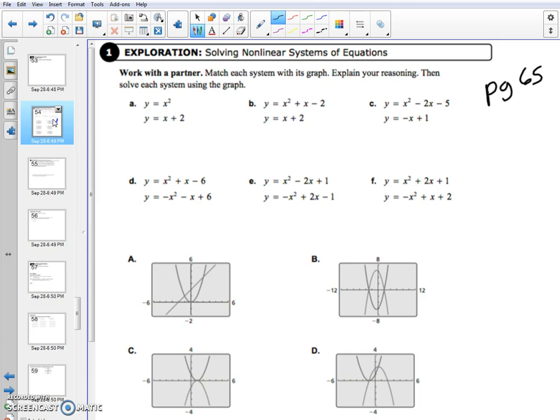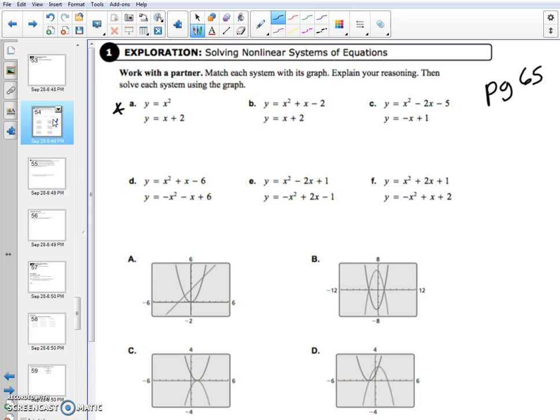What I want you to do first here, go ahead and see if you can figure out which systems match. Essentially, whichever one goes with this graph here should have both of those functions graphed on it. Go ahead and pause and try your best to match here. When you think you've got it, unpause it, and I'll show you what goes with what here.